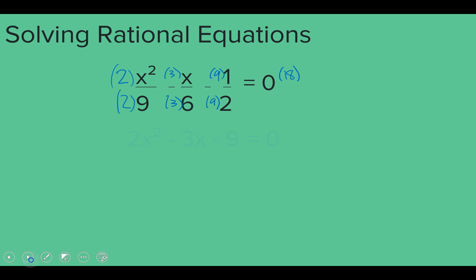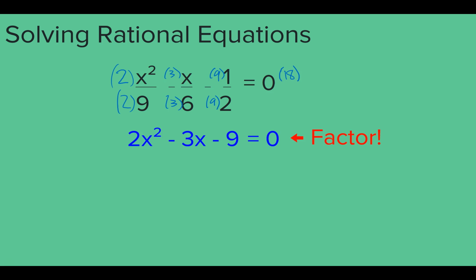When I do that, our denominators are gone. I can just add and solve my numerators. Your fractions only exist until your denominators match. Once they match, all you have to do from there is solve the numerators. So in this case, we have 2x squared minus 3x minus 9. Once we get to this point, it's still equal to 0, so we're going to factor.